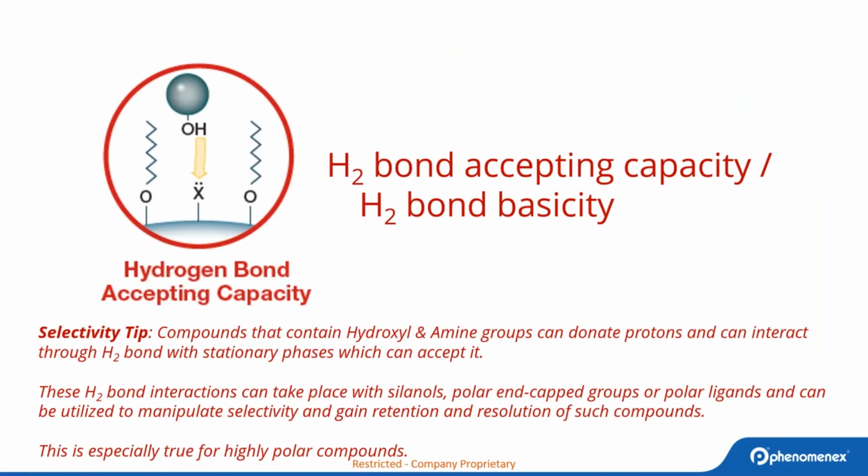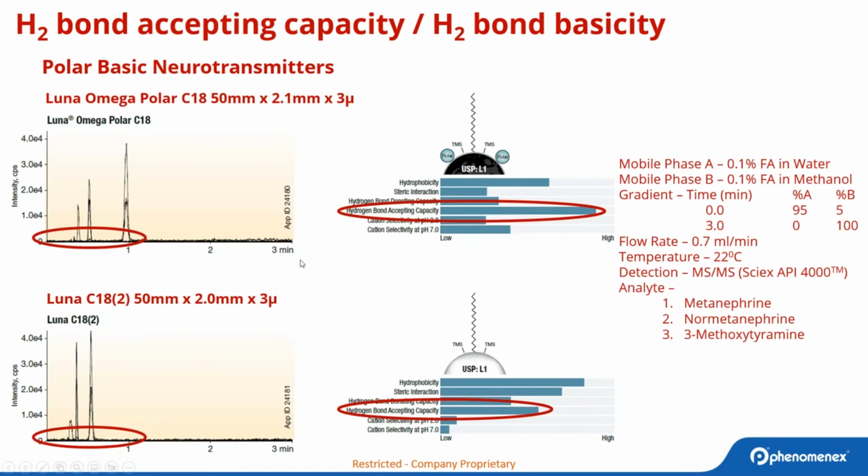Now looking at hydrogen bond accepting capacity. This one is for compounds that contain hydroxyl or amine groups that can donate protons and can interact through hydrogen bonds with the stationary phase, which can accept it. So these hydrogen bond interactions can take place additionally with silanols, polar end-cap groups, or polar ligands, and can be utilized to manipulate the selectivity and gain retention and resolution of these compounds, these hydroxyl and amine functional group containing compounds. This is especially true for highly polar compounds, which you'll see in the examples.